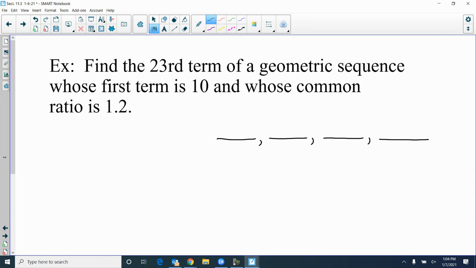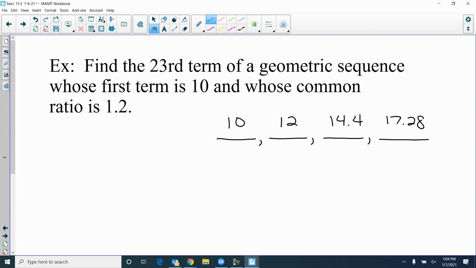First 4. Carter, what do you think? 10, 12, 14.4, and 17.28. Okay, good. I just want to make sure we were good on that. You start with the number 10 and you just multiply it by 1.2. You take that answer, multiply it by 1.2. Take that answer, multiply it by 1.2. That's all you got to do.